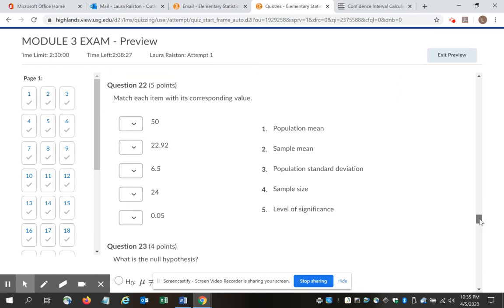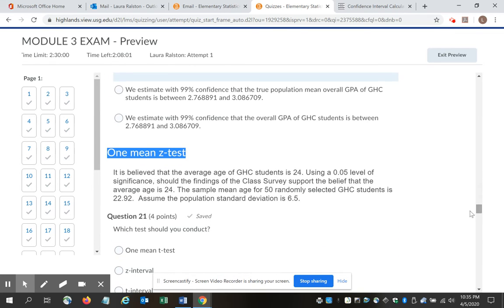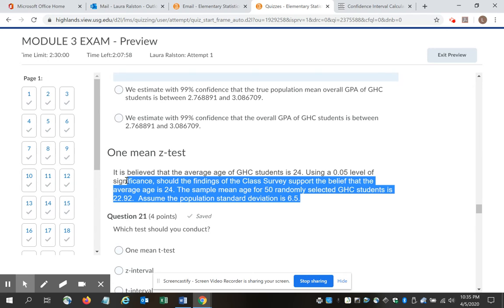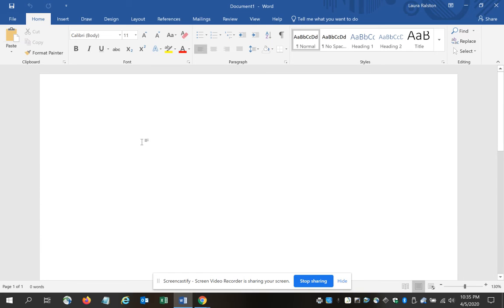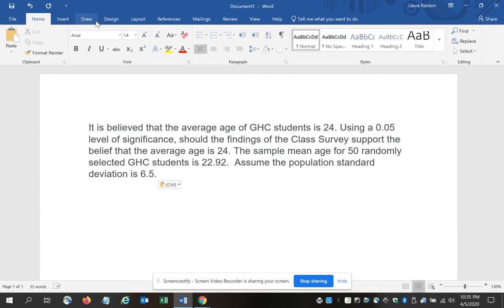Then you need to match the pieces together. 50 was my sample size. 22.92 was my sample mean. 6.5 was the population standard deviation. 24 was the population mean, and the level of significance was 0.05. And then it begins asking you the questions like, what is the null hypothesis, and so forth. So I'm going to copy this question over into Word so that we can kind of walk through it together.